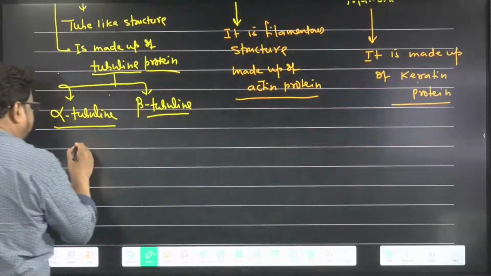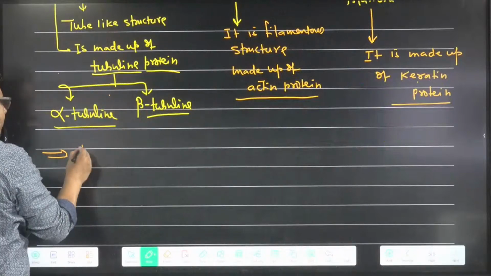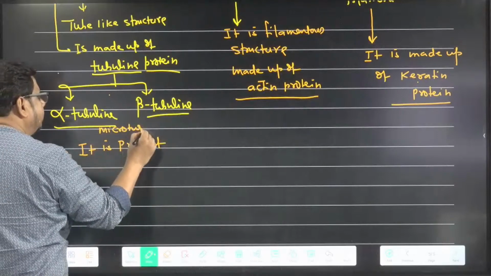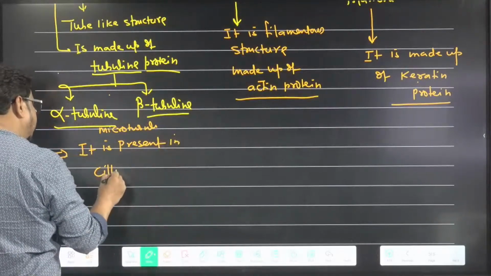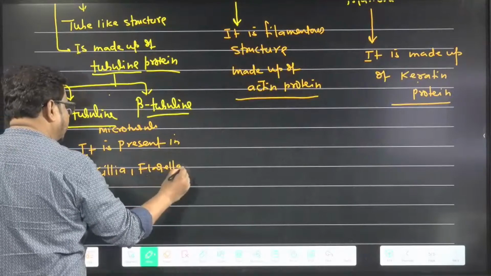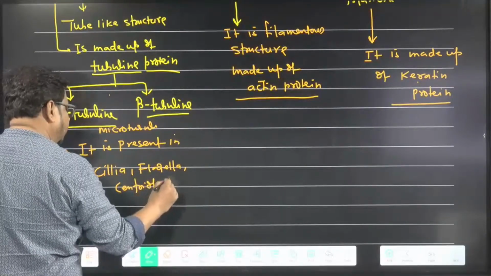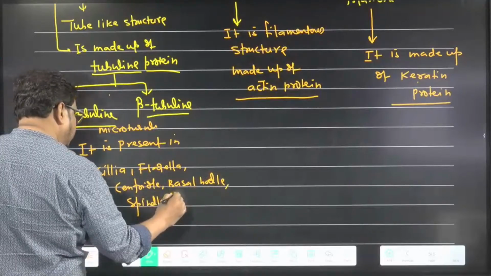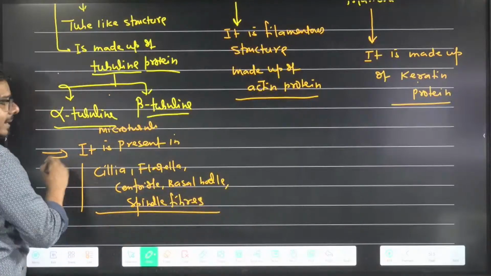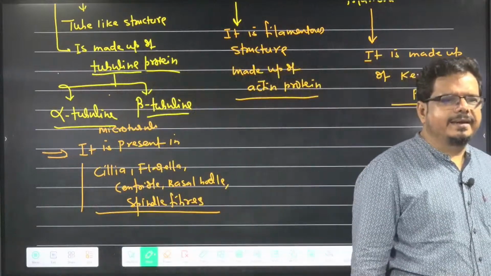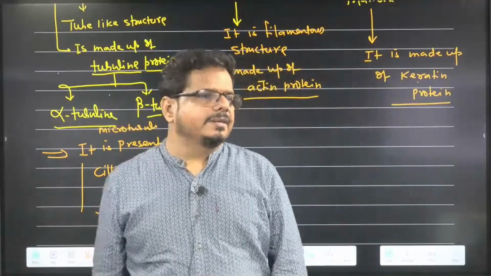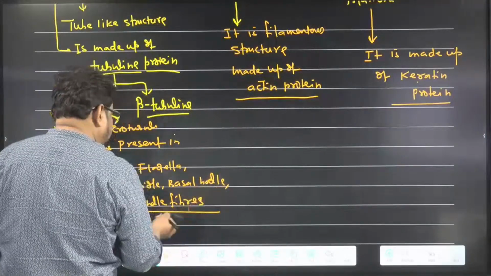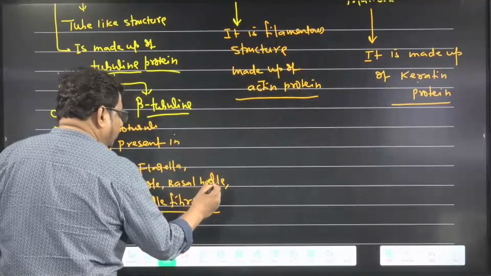And where is microtubule present? I am writing about microtubule. It is present in cilia, flagella, centriole, basal body, and spindle fiber. So these all are made up of which one? Microtubules. Getting the idea or not? So I told where microtubule is present, and a basic idea came to your mind. It is present in cilia, flagella, centriole, basal body, and also in spindle fiber.